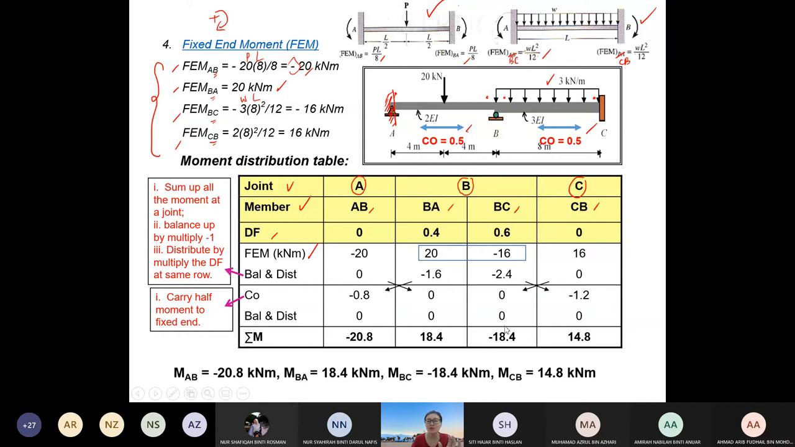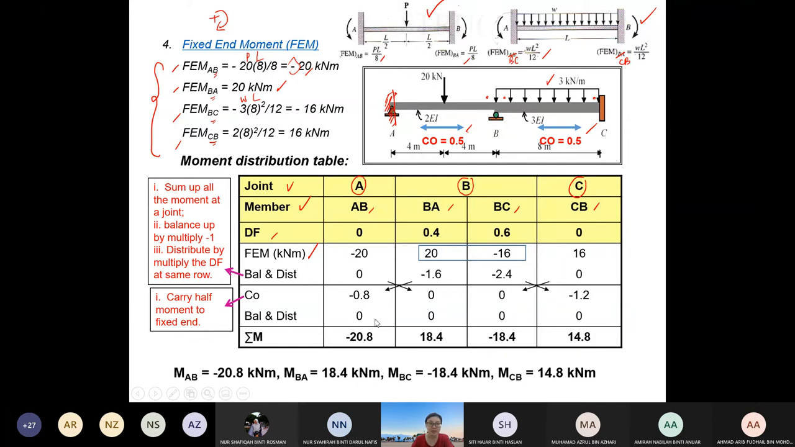Sometimes you might not be able to get to 0 because these are fixed end moments, very large, maybe 1,000, 2,000, 20,000. So if you get about 10, compared to the 20,000, you might just stop, because it is already close to the answer. Of course, if you have an Excel spreadsheet, you can go until accurately at 0. So you stop at balance and distribute when these moments are very close to 0.